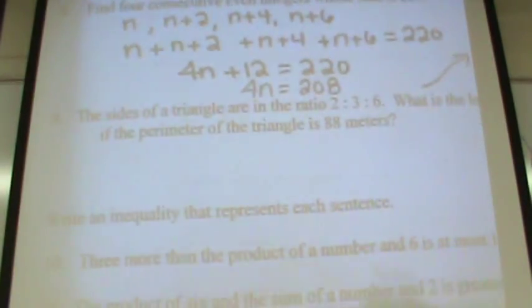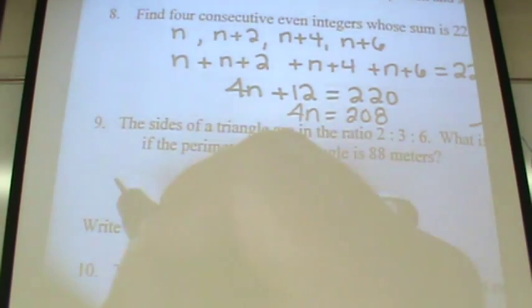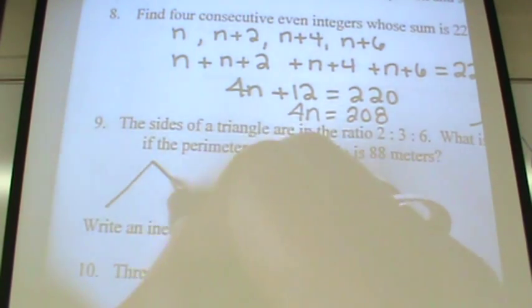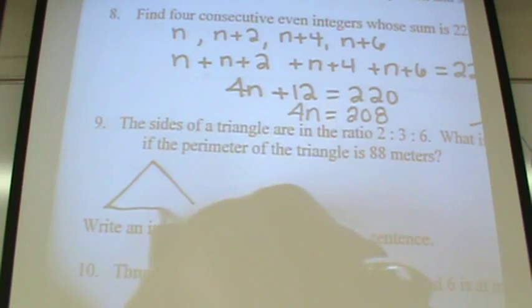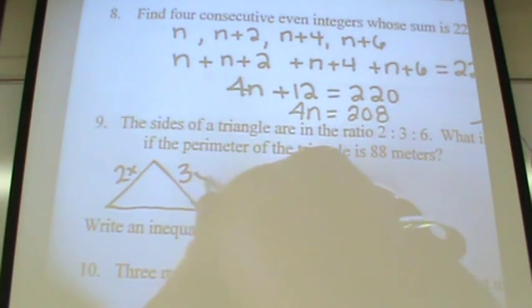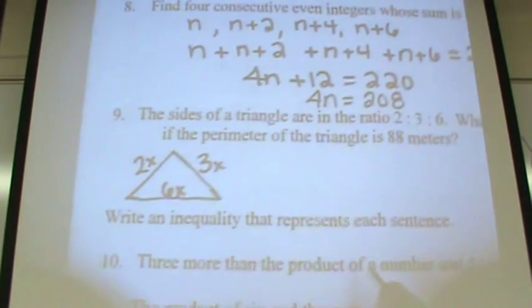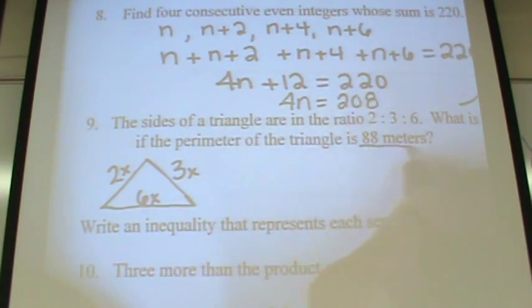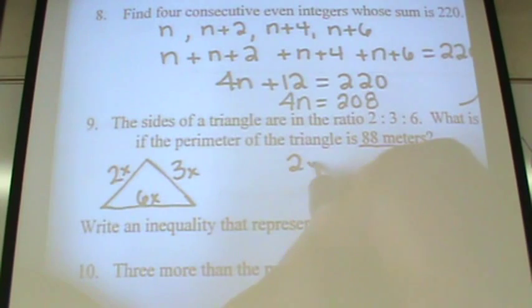The next, it says the sides of a triangle are in the ratio of 2 to 3 to 6. So what we do is we write 2x, 3x, and 6x. You're going to add them up because the perimeter says it's 88. So what is 2x plus 3x plus 6x?